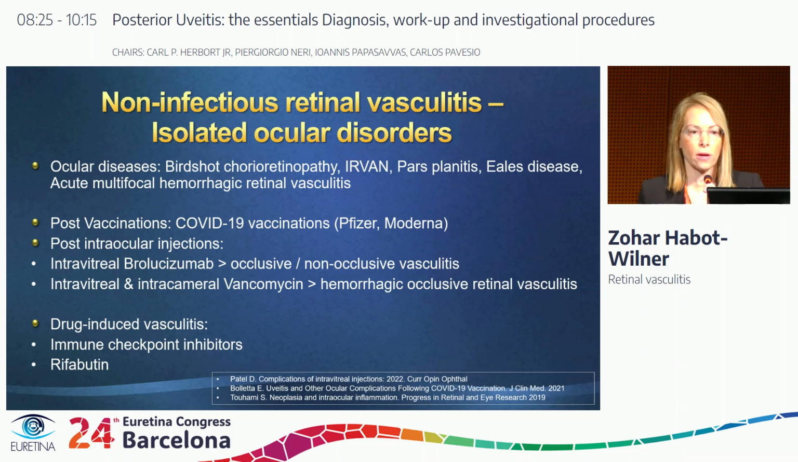There are also some isolated ocular disorders that may cause retinal vasculitis, and these include Behçet chorioretinopathy, pars planitis, in which we have a peripheral vasculitis, Eales disease, and acute multifocal hemorrhagic retinal vasculitis. And also, it may be seen post-vaccinations.